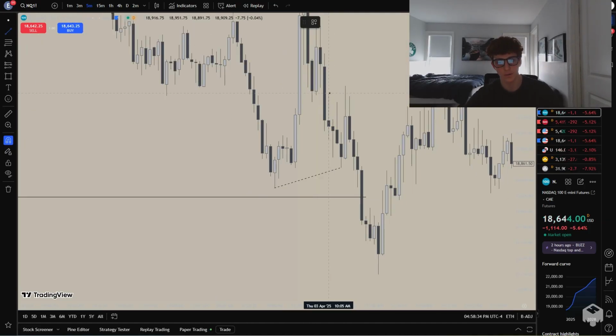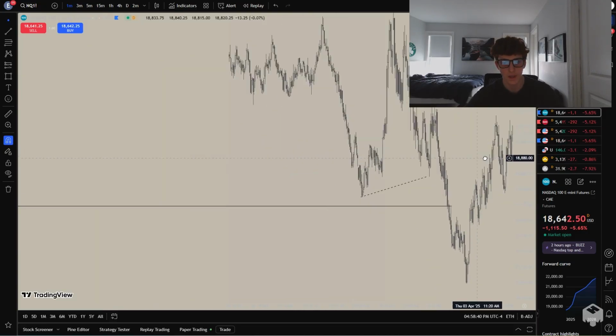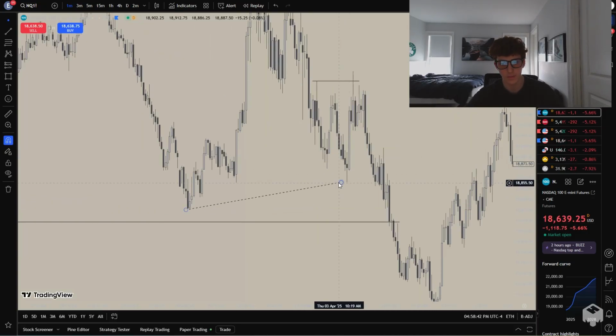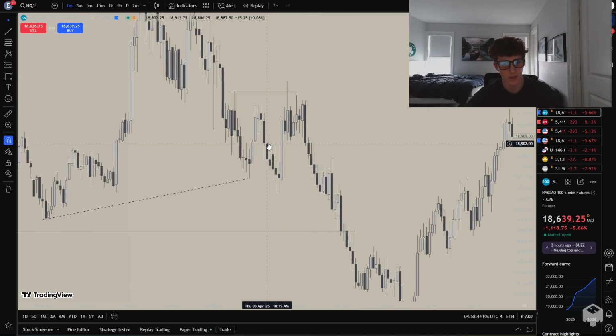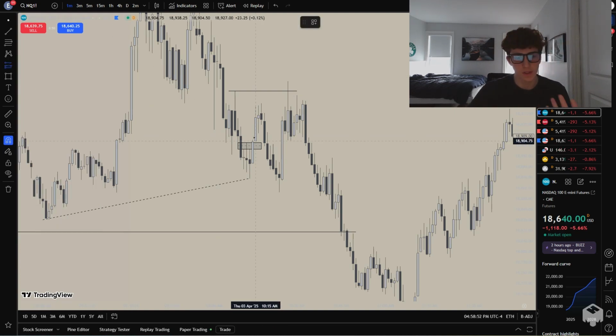So I'm looking for the MEC model. We have an unfilled 5 minute right here. I'm like, okay, this is a good draw on liquidity, and we had the SMT right here actually. We get this 1 minute inverse. Okay, I didn't see it perfectly here. I didn't think it inversed. So realistically, this would have been a break even if I was able to execute correctly.